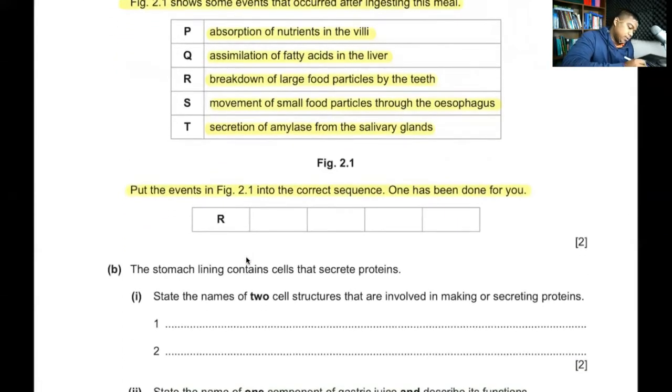Okay, R. So, breakdown of large food particles by the teeth. After we break it down, the food must move through the esophagus. Before the food moves through the esophagus, definitely there will be secretion of amylase from salivary glands. So that must be 2, and this is 3. Absorption of nutrients in villi will be the next, and assimilation of fatty acid in the liver will be after that. After absorption, assimilation is possible. So R, then we have T, then S, and then we have P and Q.